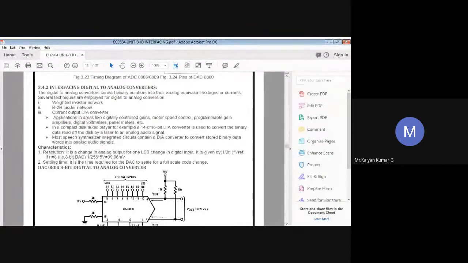In voltage output type, the output from the DAC is again current only, but it will be internally converted into a voltage signal. Then the last type is the multiplying type DAC. In this case, the output is given by the product of the input signal and the reference source.